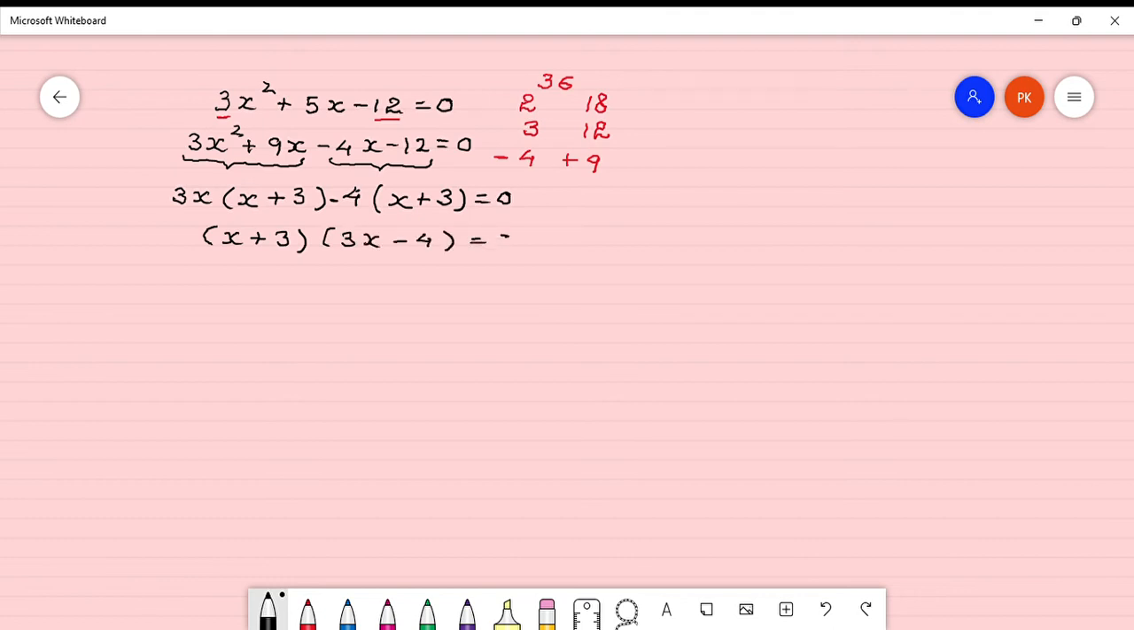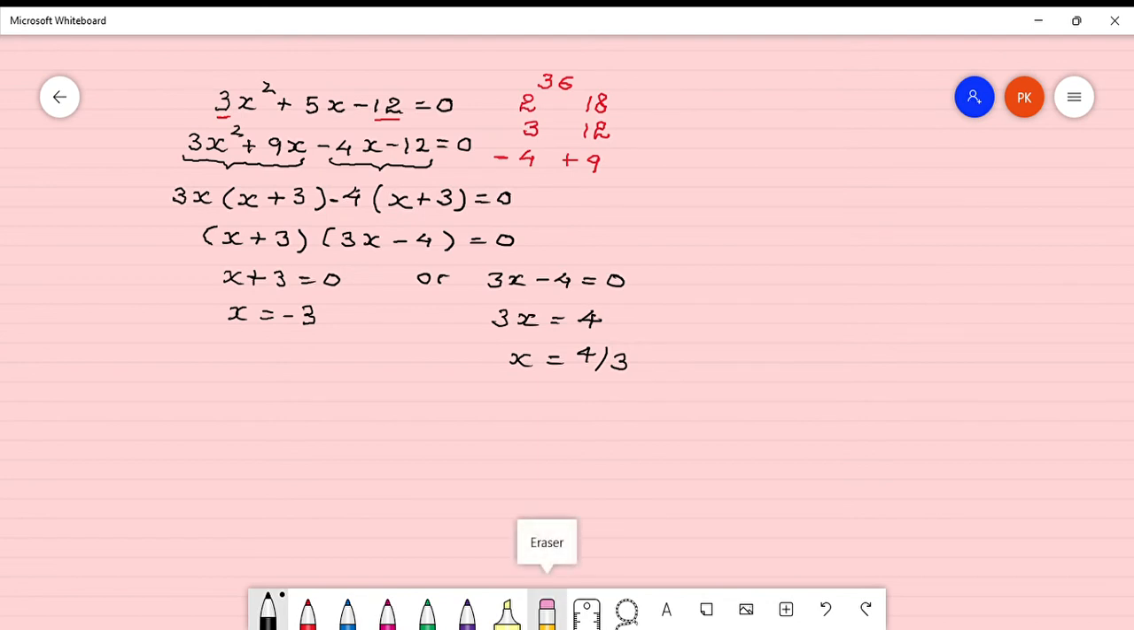equal to 0. Now equate each factor to 0. So x plus 3 equal to 0, which gives you x is negative 3, or 3x minus 4 equal to 0. So 3x is equal to 4. So x is 4 upon 3. So the two solutions of this quadratic equation are negative 3 or 4 upon 3.